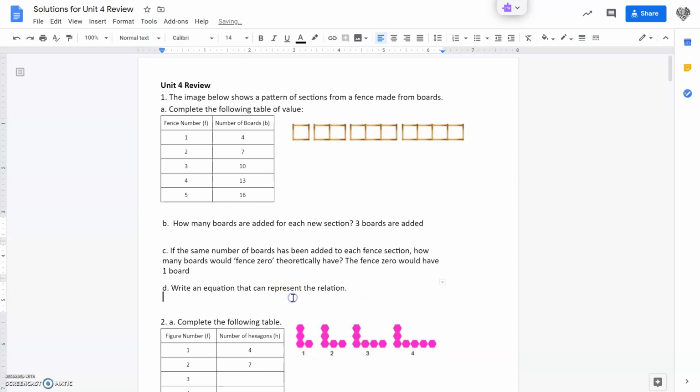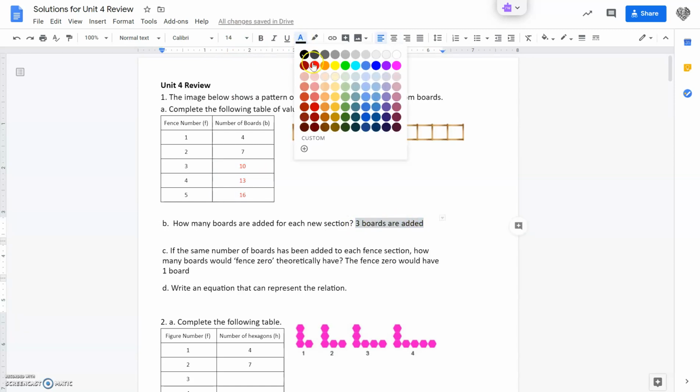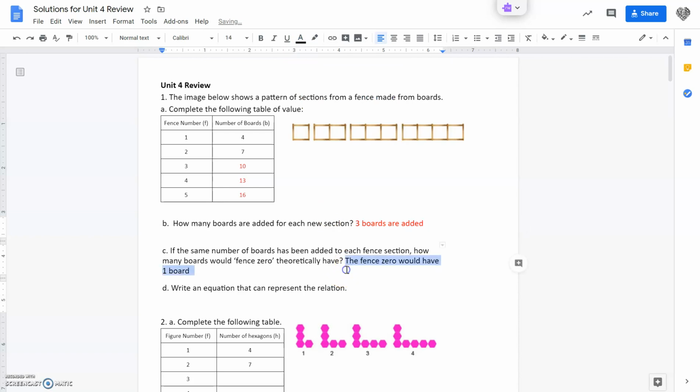Okay? And then write an equation to represent the relation. So there's a number of different ways we can do this. I'm just going to mark these so we know they're the new answers. There's a number of different ways we can do that. One option is to figure out that we're going up by 3 each time, and then just using the values there, determine what we add. We know our equation is going to be the number of boards equals, because we increase by 3 each time, it's going to be 3 times the number of fencing, but what do we add? So we can use the values we already have to help determine that.